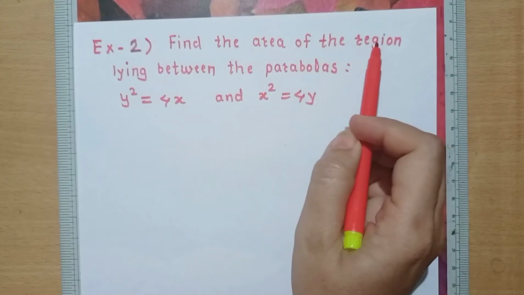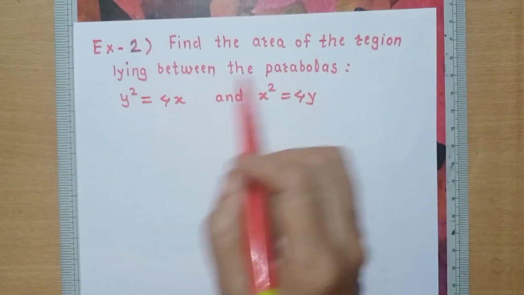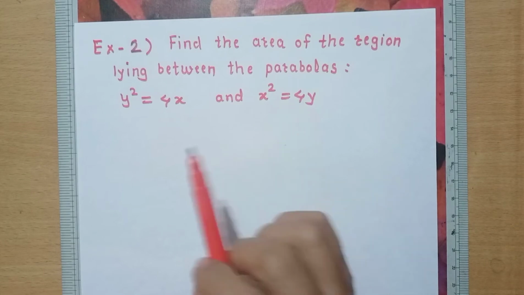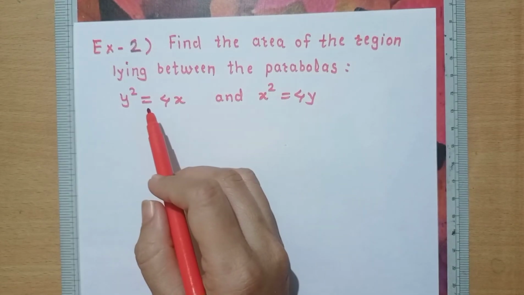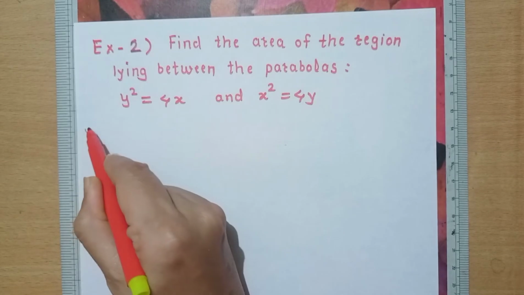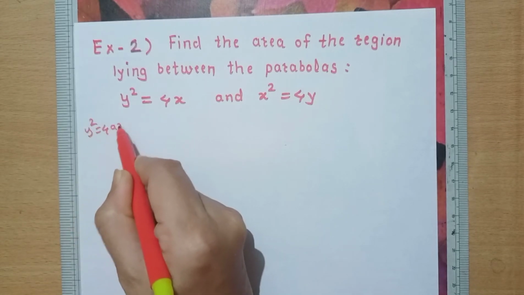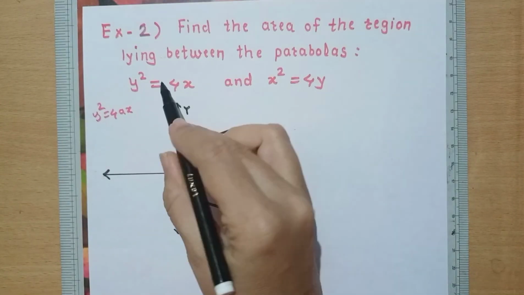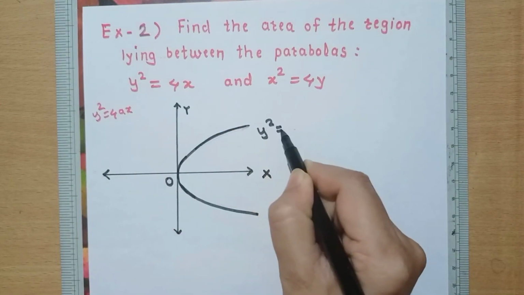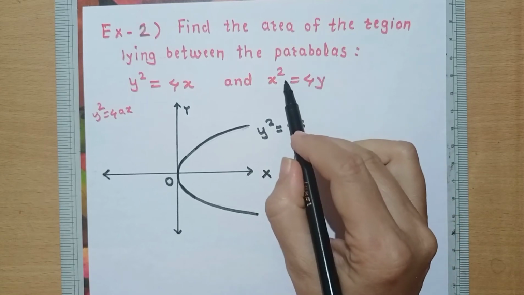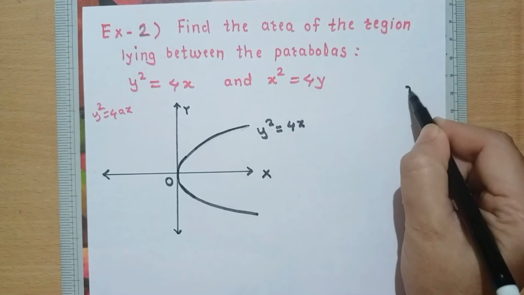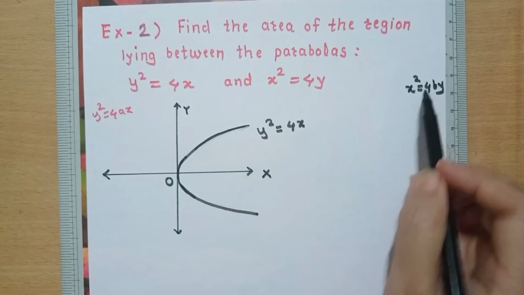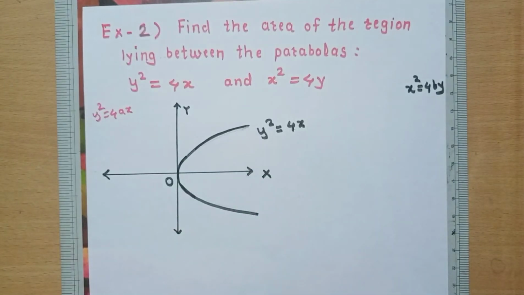Find the area of the region lying between the parabolas y square is equal to 4x and x square is equal to 4y. So this parabola is of the type y square is equal to 4ax, so we will draw this first. This is our parabola y square is equal to 4x, and now this is the second parabola. This is of the form x square is equal to 4by. We have to draw this upside.